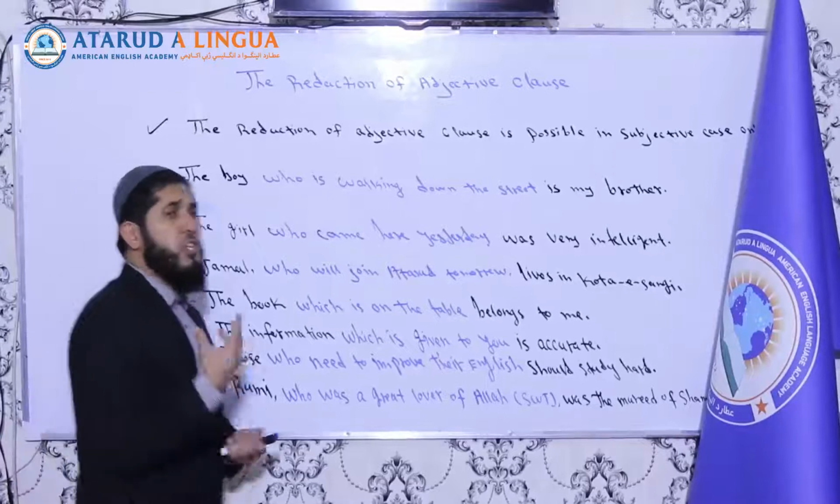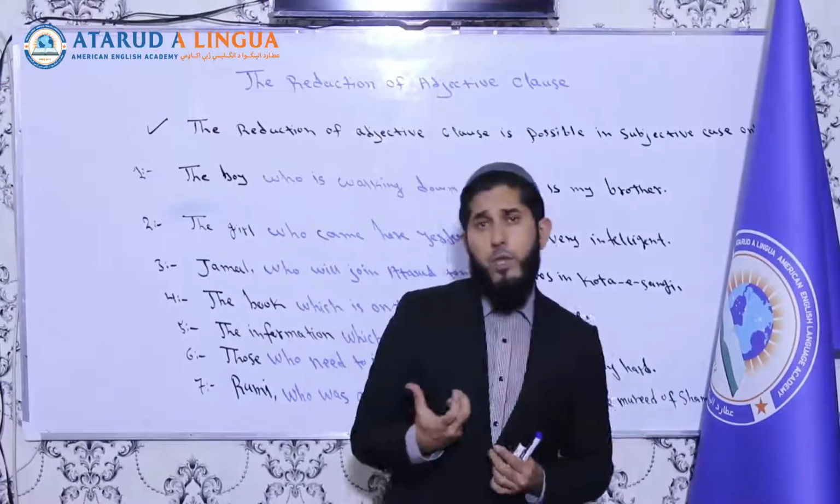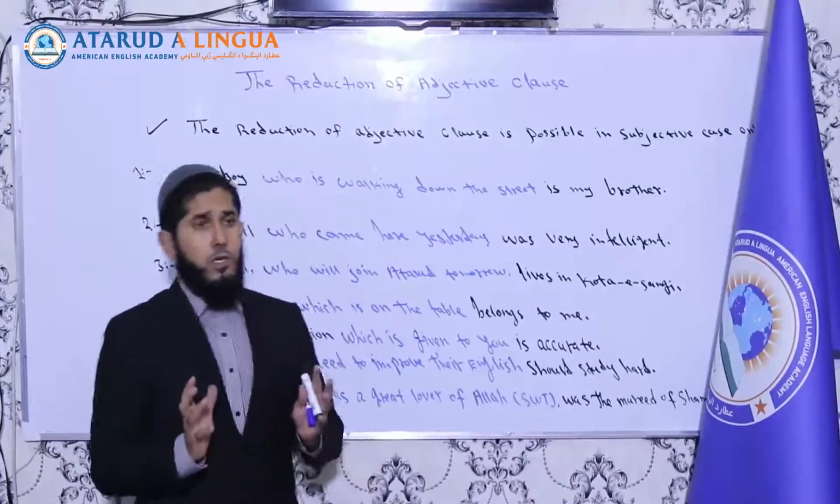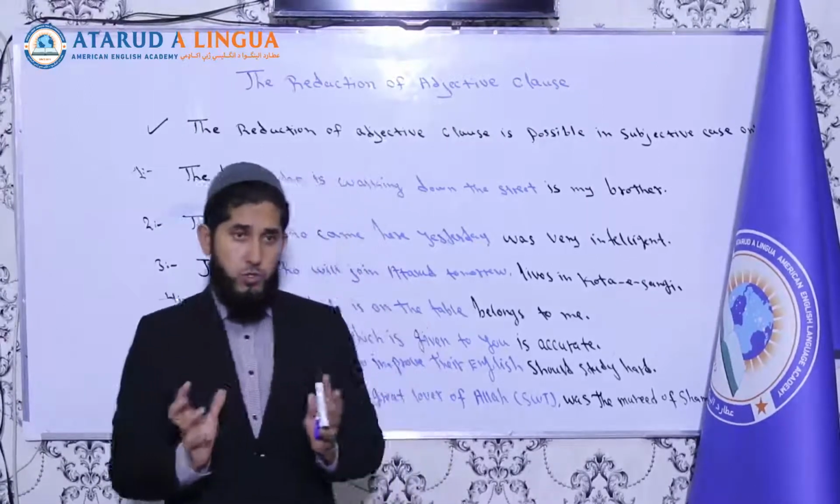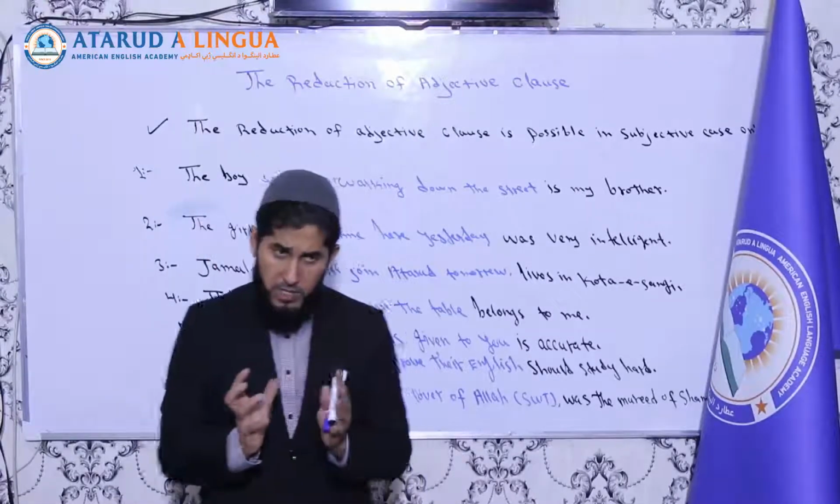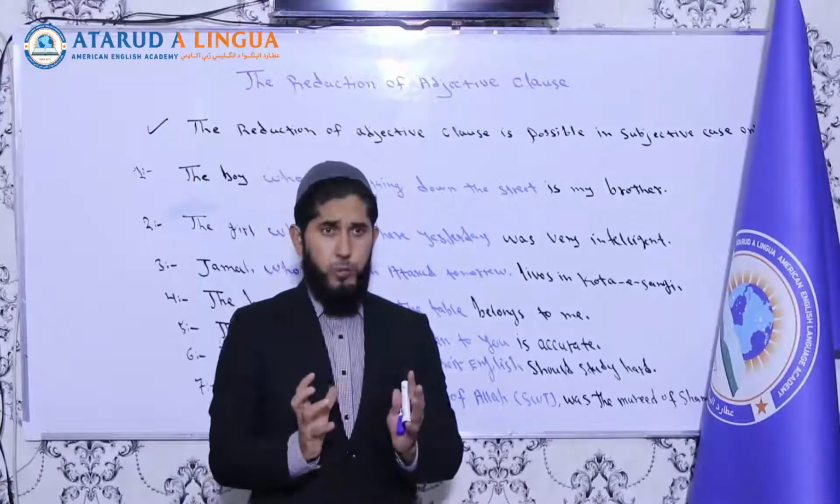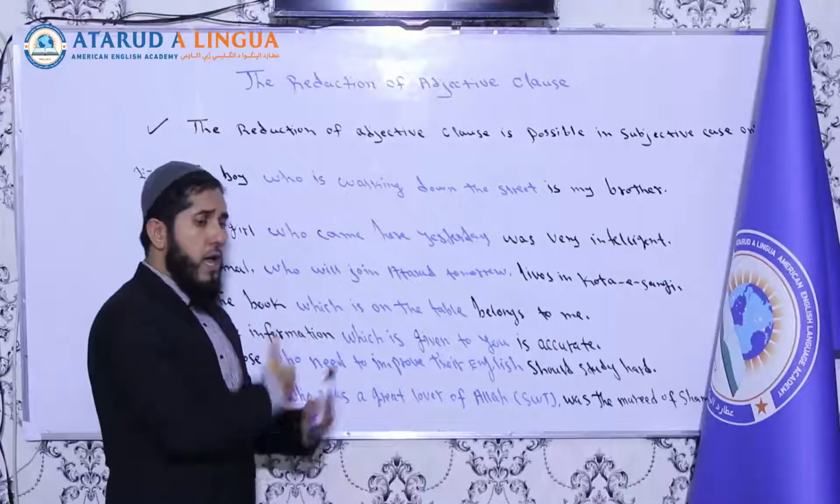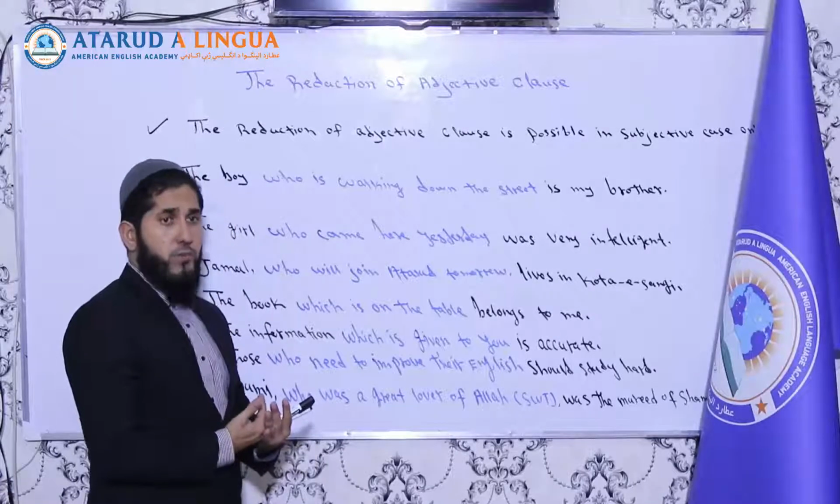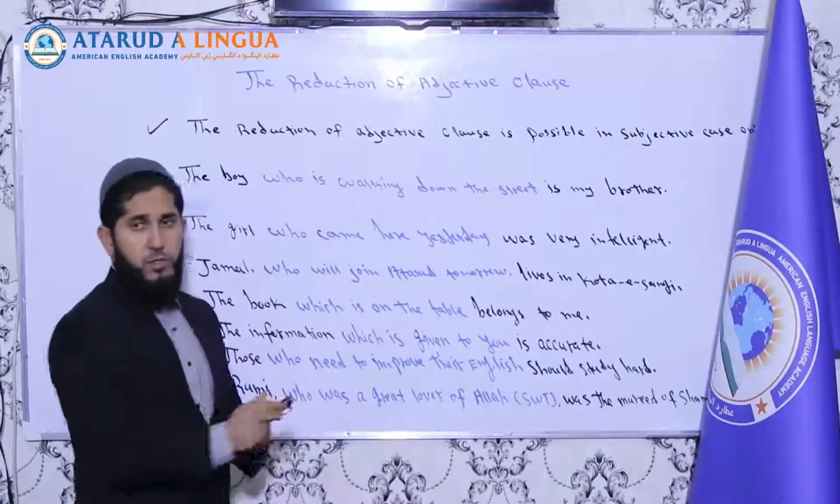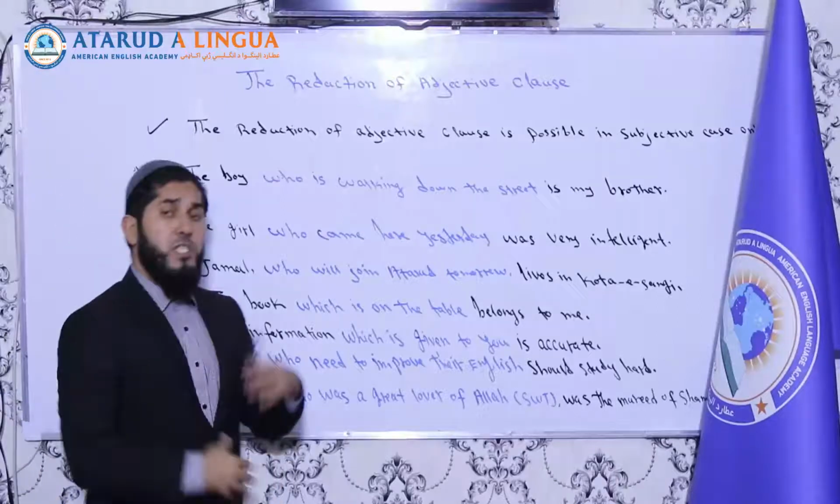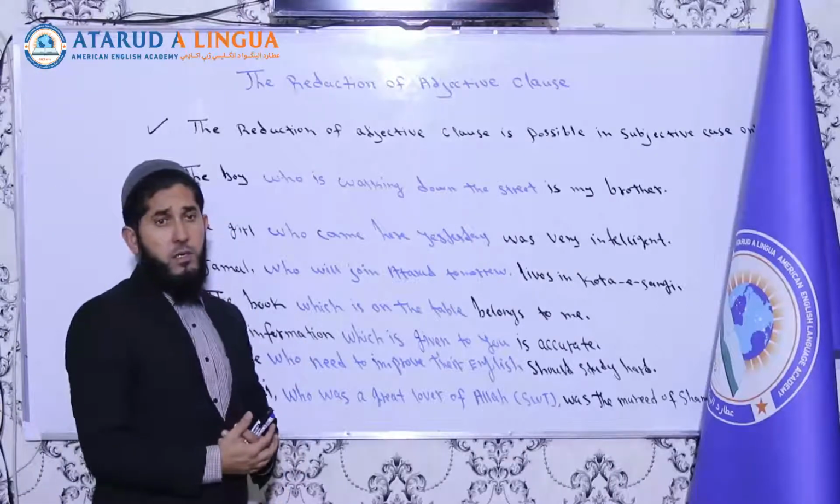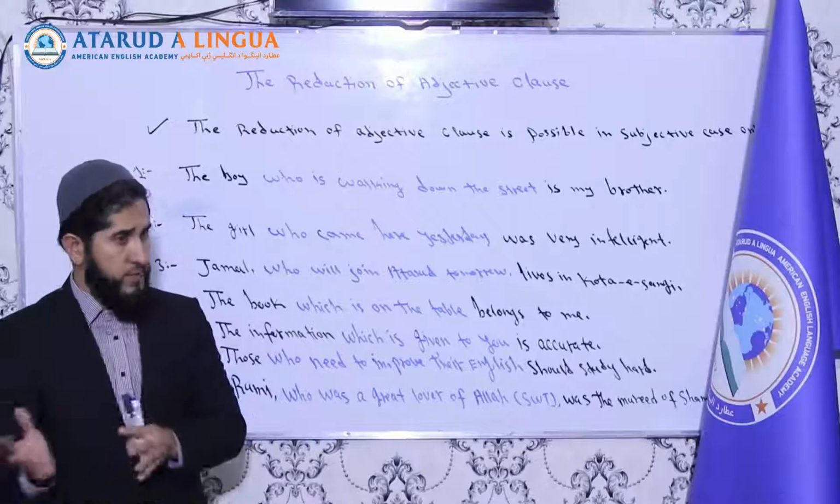So reduction is the noun form and the verb form is reduce. To reduce means to make something shorter, okay? So we're trying to change a clause into a phrase. So of course we need to get rid of some words. This way we reduce that clause to a modifying phrase.